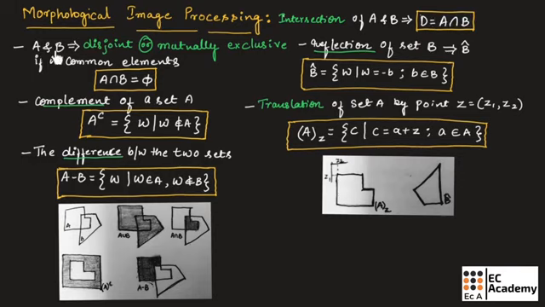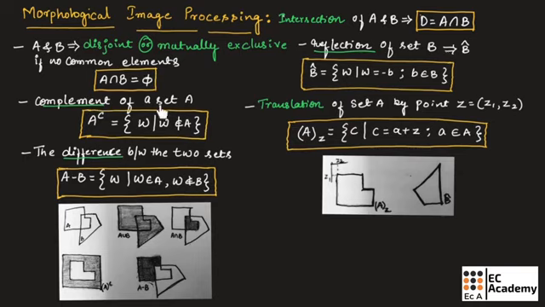Two sets A and B are said to be disjoint or mutually exclusive if no common elements are present. That can be represented as A intersection B is equal to phi, which represents null. So if no common elements are present in sets A and B, then we can represent it as A intersection B is equal to the null set, which is phi.